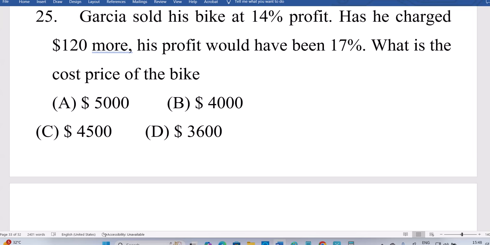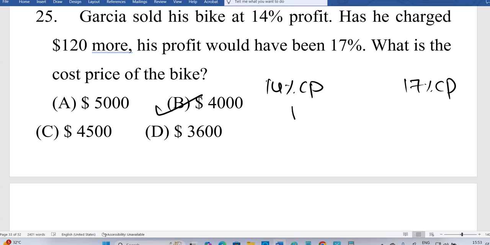What about this one? You are getting 14% profit, then it becomes 17% profit. What is the cost base? This is a repeated model from profit and loss. A similar model you can expect in the exam. Please look carefully, they will change the values. 14% profit. Profit or loss is calculated on cost price. 14% profit means 14% of cost price. Becoming 17% profit means 17% of cost price.